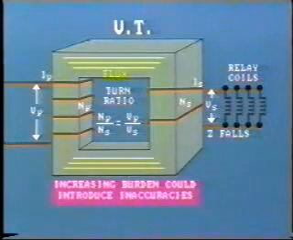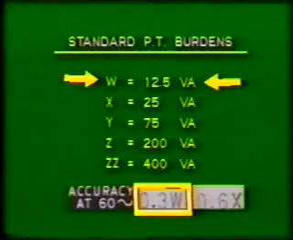The effect of the increasing burden could eventually increase the PT's output current above its operating level and so introduce inaccuracies. With most voltage transformers, the burdens are expressed not in ohms, but in terms of what the transformer must be able to supply in volt amps.